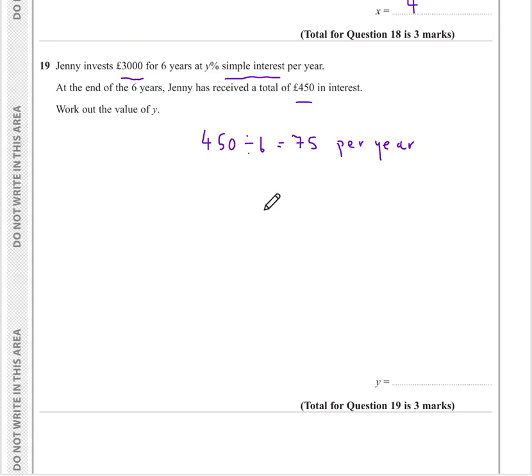In order to work out the interest rate, we need to work out that as a percentage of the original amount. And the easiest way to do that is if we take 75 and we divide it by the original 3,000, and then we want to multiply it by 100% to change it into a percentage, and that's going to give us 2.5%.